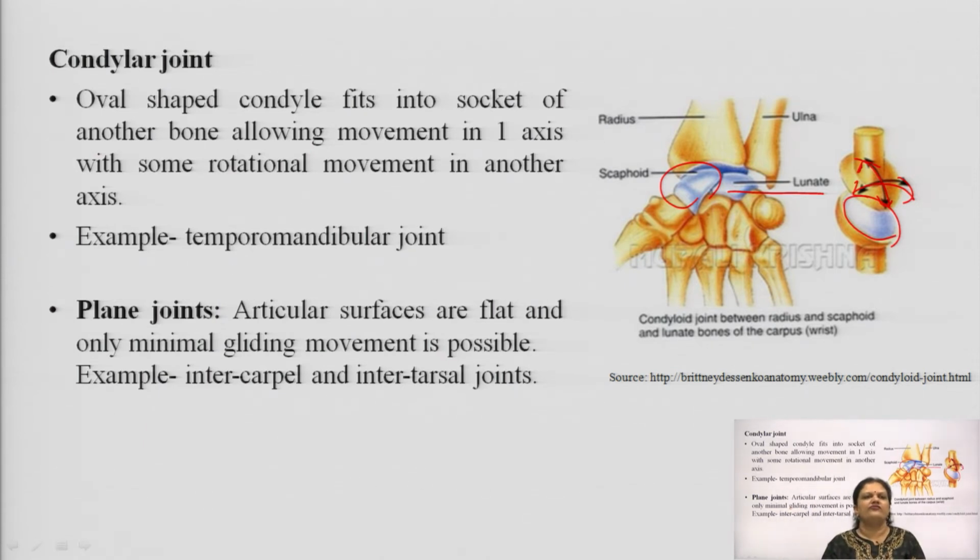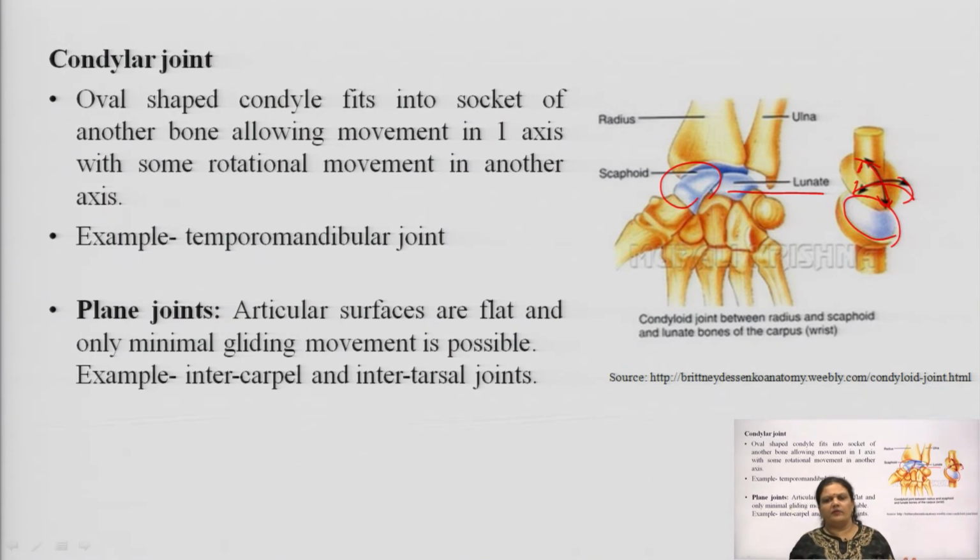Okay. So, for the presence of a condylar joint, we can give the example of the temporomandibular joint, or the wrist as well as the ankle area of our leg, which show two axis movement of the bones. Then we have plane joints, which have flat articular surfaces, and only minimal gliding movement is possible in the plane joints. Examples are the intercarpal and intertarsal joints.